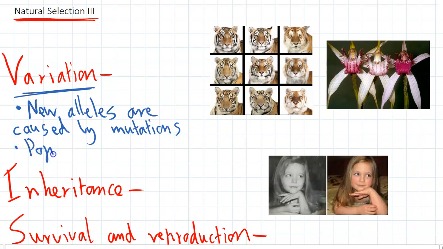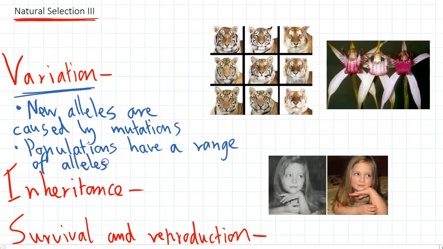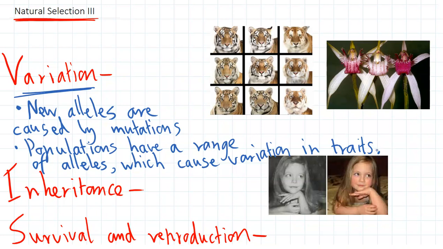And then populations have a range of different alleles which cause variation in their phenotypes or their traits. And that's what we call the gene pool. So the gene pool is different among all members of each population.